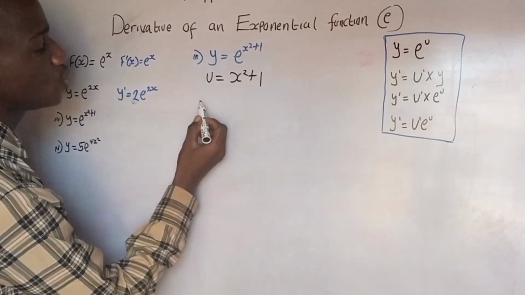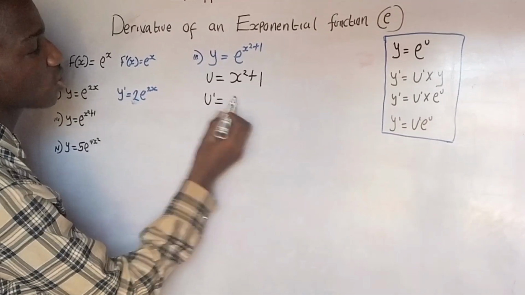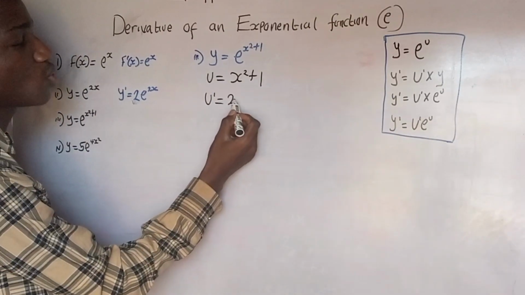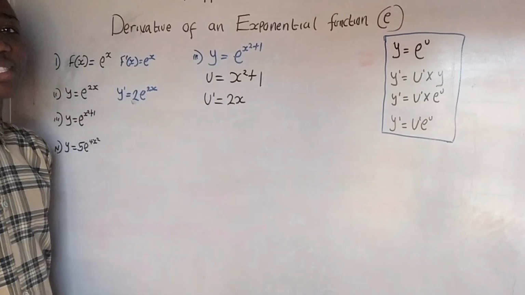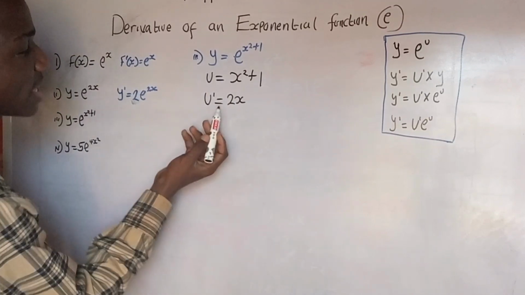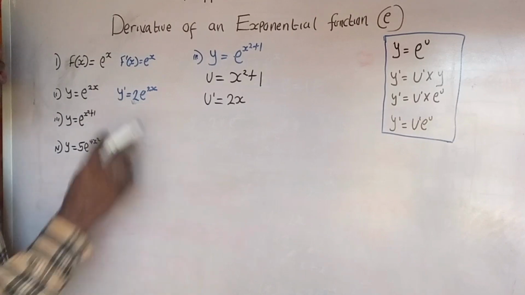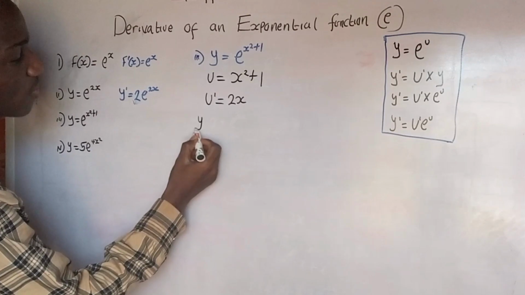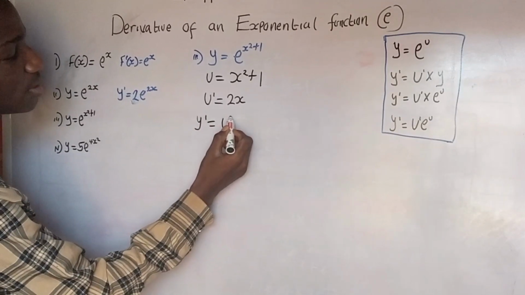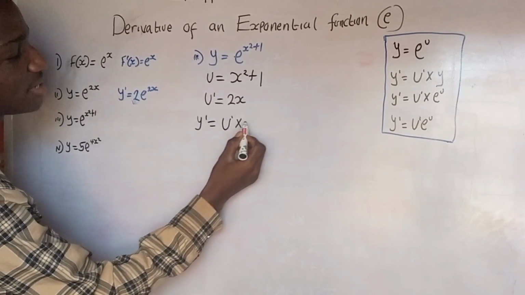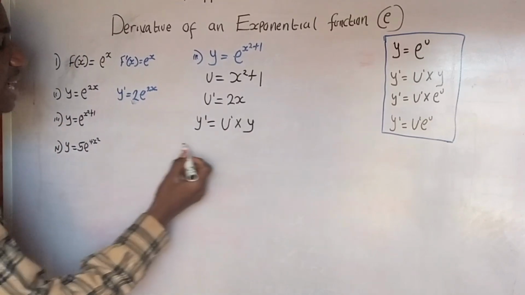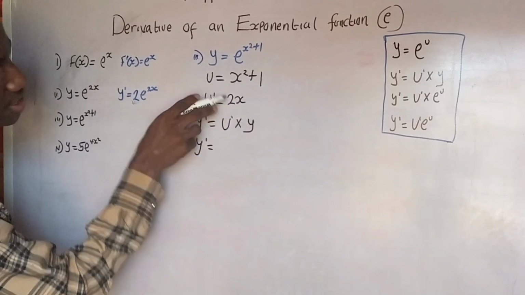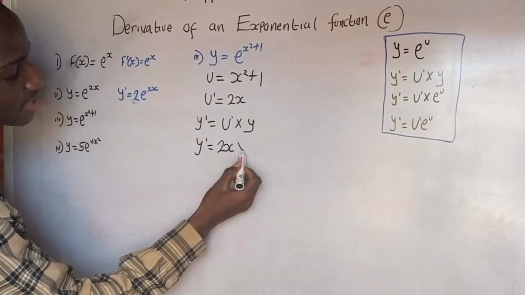The derivative of u is equal to, using the power rule to differentiate x squared, 2x, and if you differentiate a constant, it gives 0. So in that case, the derivative of u is equal to 2x. Now the next thing is to recall that our formula is the derivative of y is equal to the derivative of the power, which is u, multiplied by y itself, which is the function. So the derivative of y is equal to, what is u? The derivative of u is 2x. So I'm going to have 2x multiplied by y.